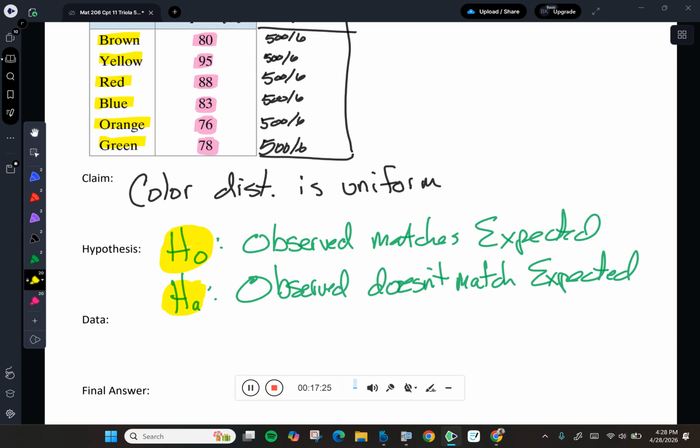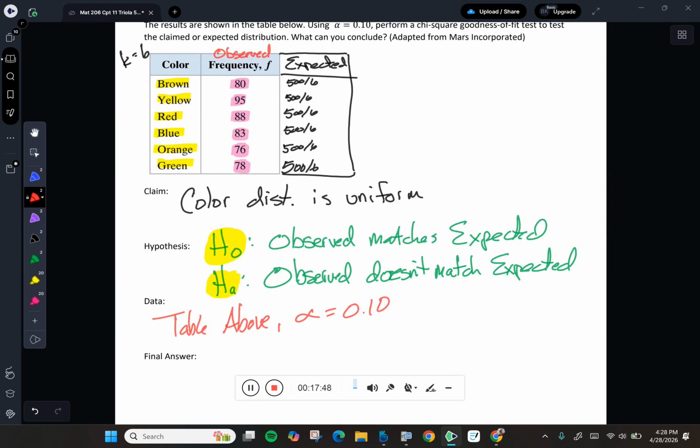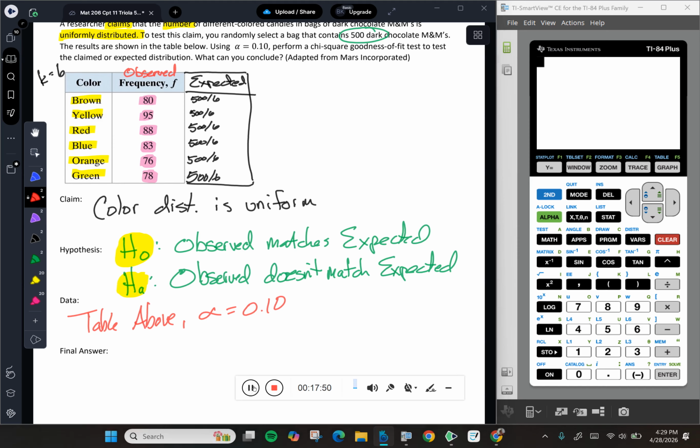Okay. Our data for this is the table above and our alpha level of 0.10. Okay? Now what we need to do is we need to run the proper test. But before I can run the proper test, I need to get my calculator up. So I'll be right back.